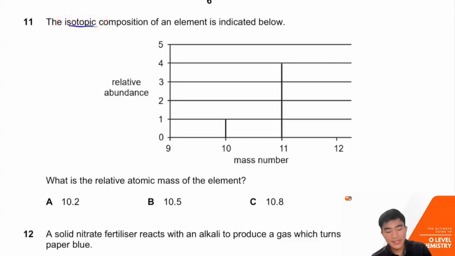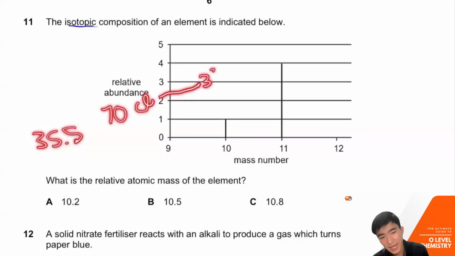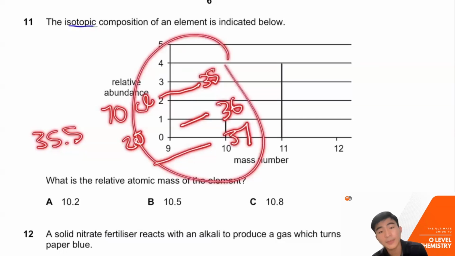Isotopic composition of an element is indicated below. Now, what is isotopic composition? That means different atoms of an element can have different masses. And that is the reason why chlorine's mass is 35.5, because 70% of Cl have a mass of 35, and the others probably have 36 and 37 as well. So on average, it came out to be 35.5. So this is for chlorine.